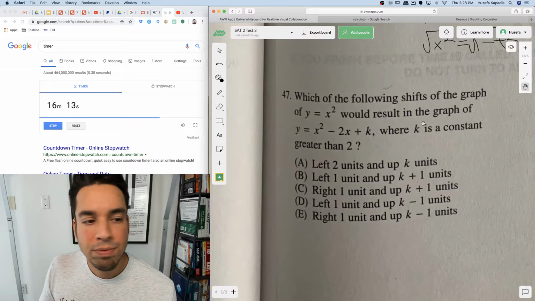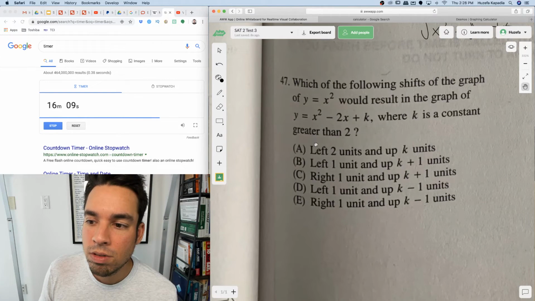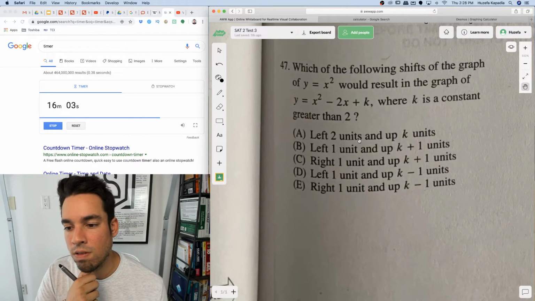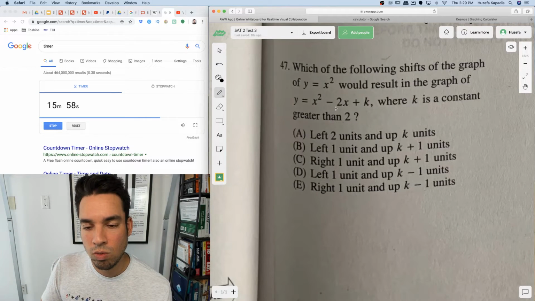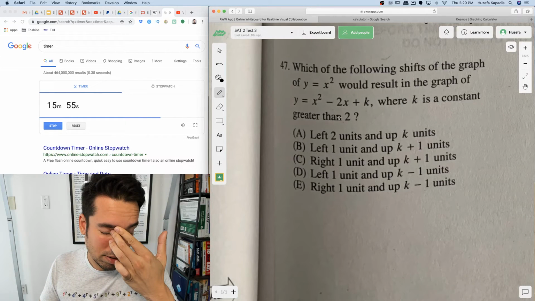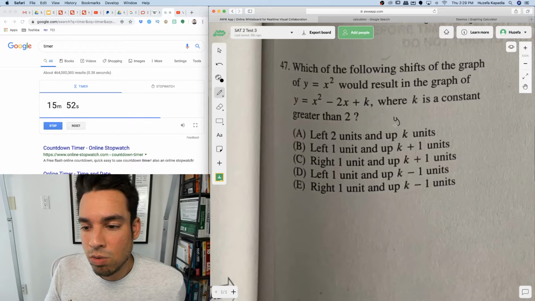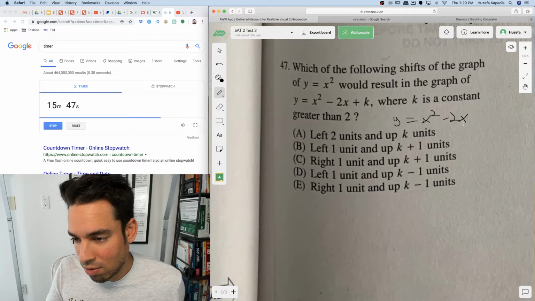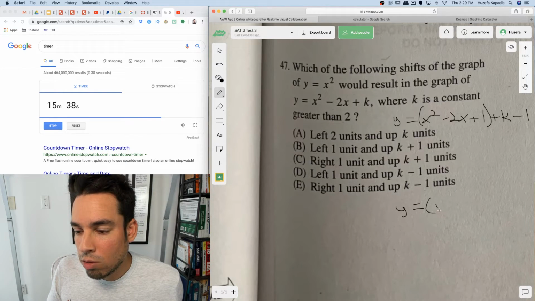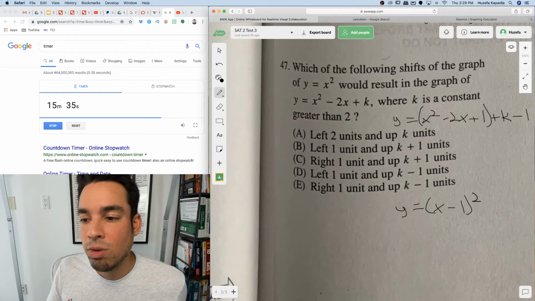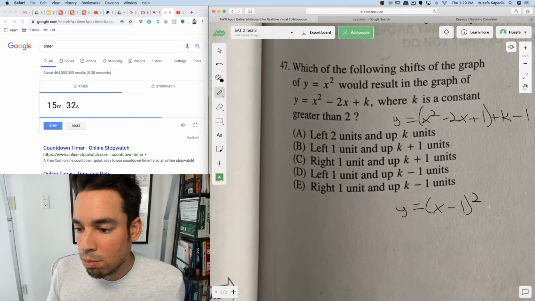Which of the following shifts of the graph y equals x squared will result in the graph of y equals x squared minus 2x plus k, where k is greater than 2? All right, I'm going to put this into vertex form. So y equals x squared minus 2x. Then we take half of that, which is negative 1, and square it, which is 1, plus k. But if I'm adding a 1 here, I have to subtract a 1 to balance it out. Then I factor this side. y equals x minus 1 squared. That's this factored, right? Because x minus 1 times x minus 1 gives me this, plus k minus 1.